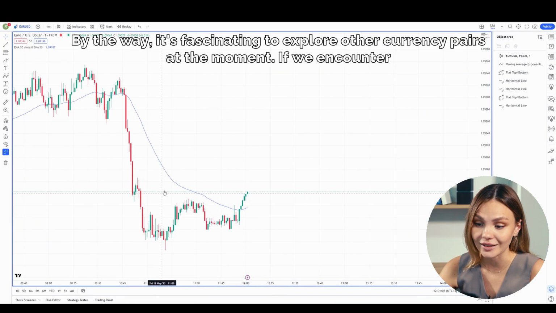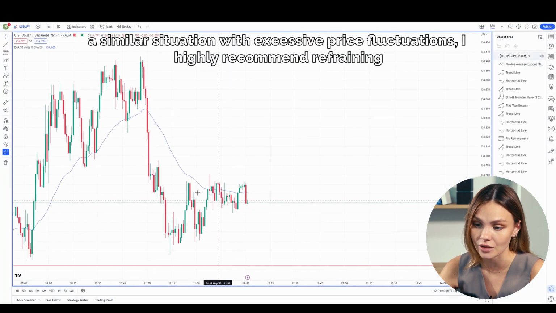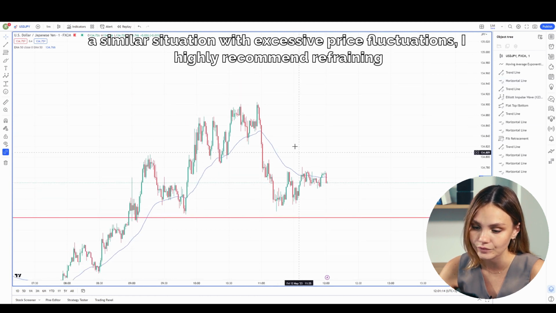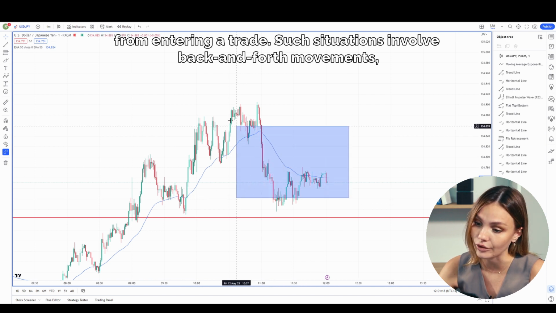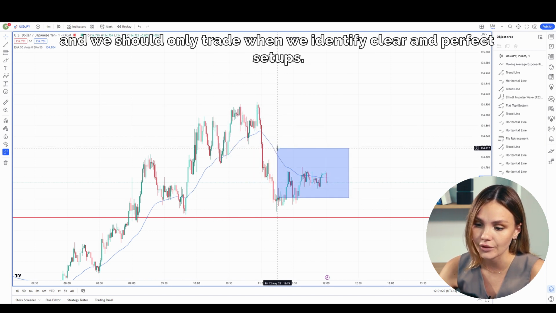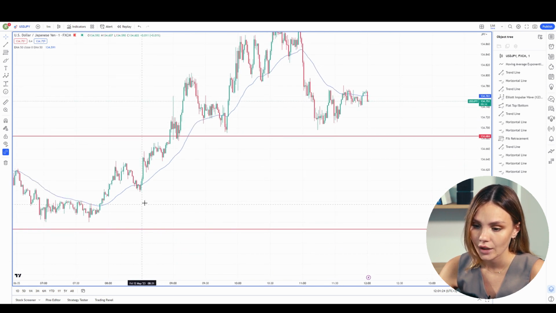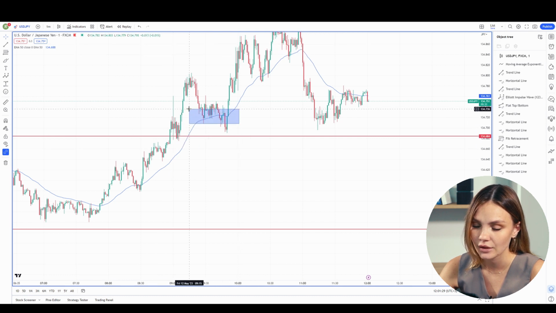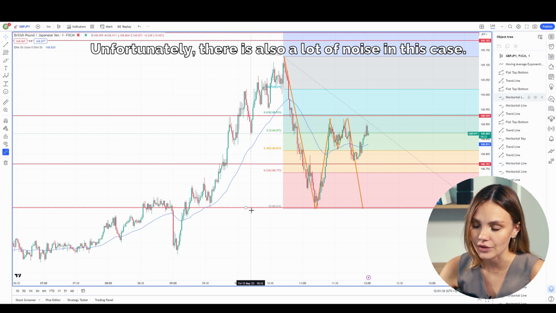By the way, it's fascinating to explore other currency pairs at the moment. If we encounter a similar situation with excessive price fluctuations, I highly recommend refraining from entering a trade. Such situations involve back and forth movements, and we should only trade when we identify clear and perfect setups. We're seeking setups free from such noisy price movements. Unfortunately, there's also a lot of noise in this case.